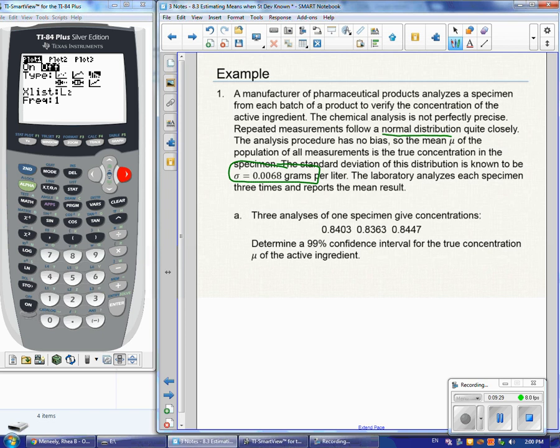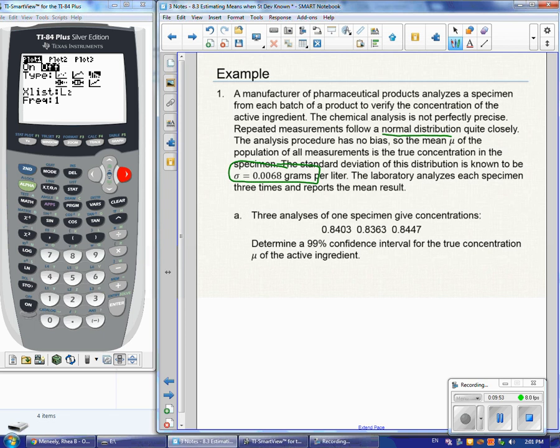One thing I want to point out is that when we are estimating population means, you need to make sure that you include units. We didn't need to worry about that with proportions because it was just a percentage, but now with means and standard deviations, you do need to include the units along with the context of the problem. So anyway, the laboratory analyzes each specimen 3 times and then reports the mean results.